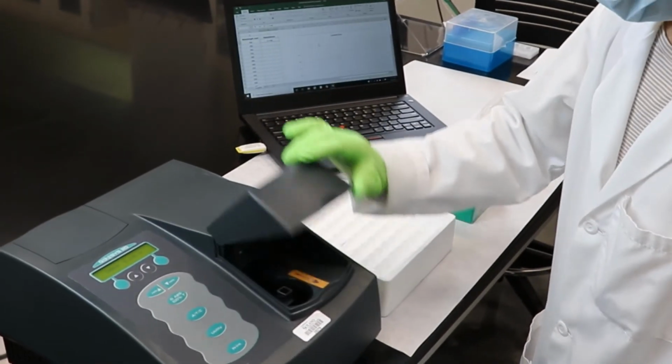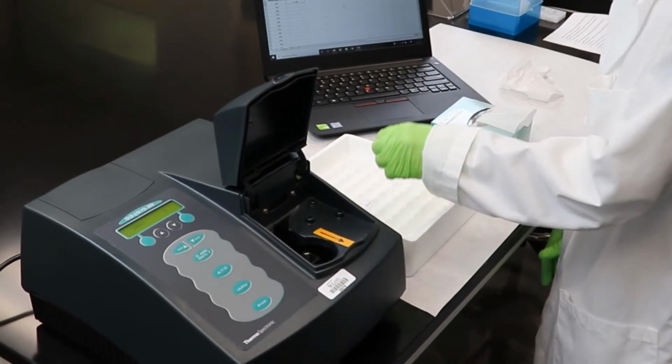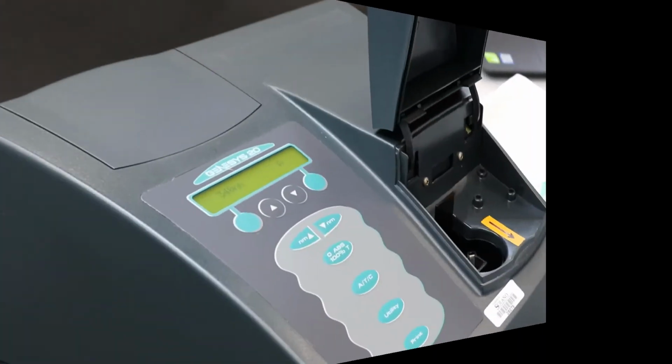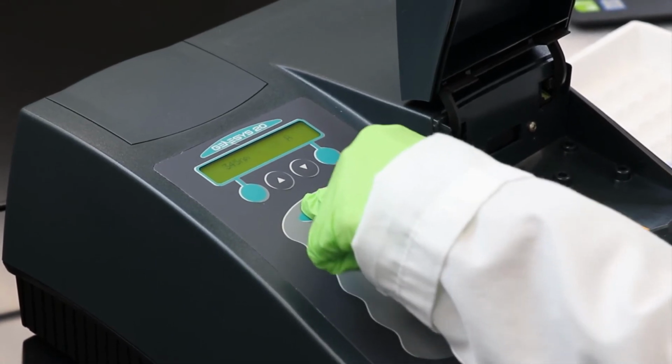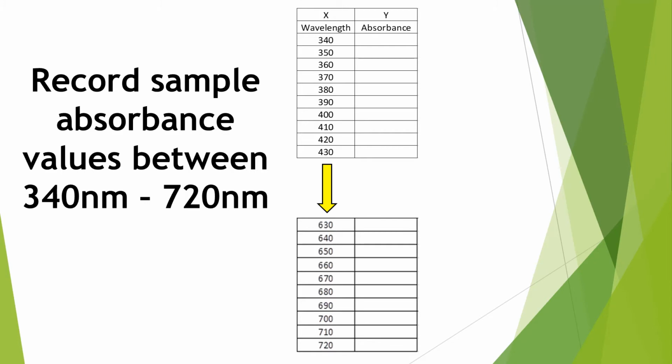Open the sample compartment door, remove the sample cuvette by gripping it from the rippled sides and gently pulling up. Place the cuvette into the foam rack. Press the wavelength control buttons to increase the wavelength by 10 nanometers. Repeat steps 10 through 24 to measure the sample absorbance through 720 nanometers.